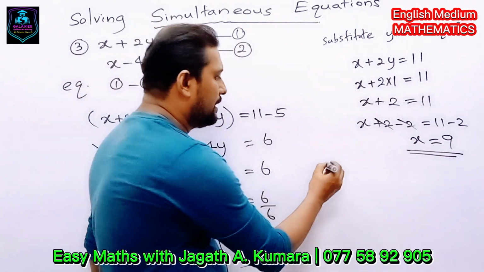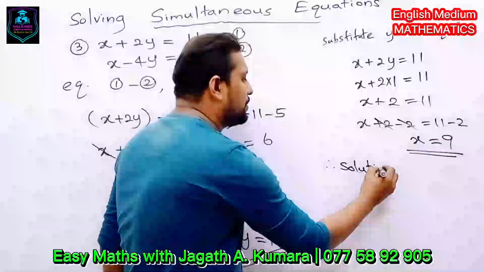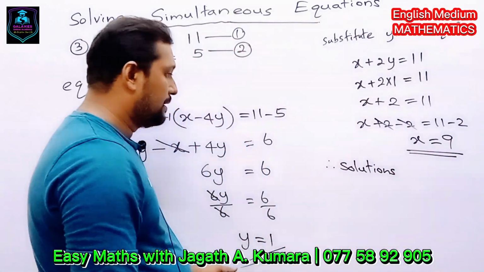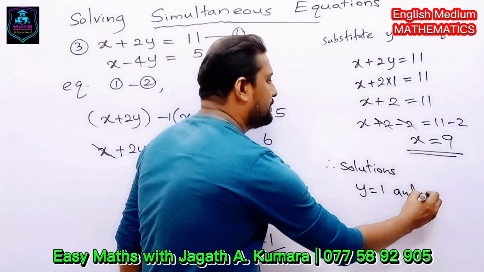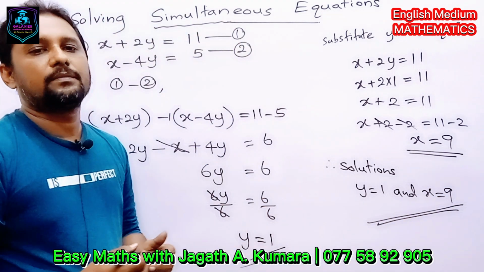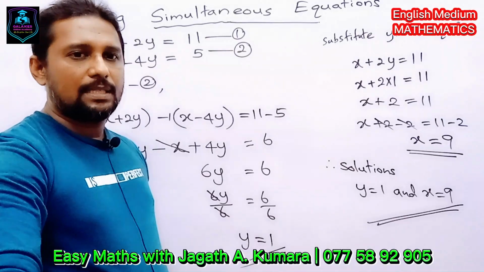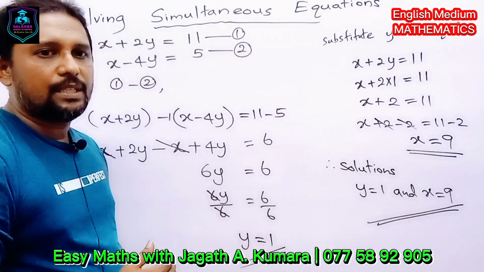Then finally you can write the solutions. Therefore, the solutions are y equal 1 and x equal 9. They are the solutions. It is the solving method of the simultaneous equations.